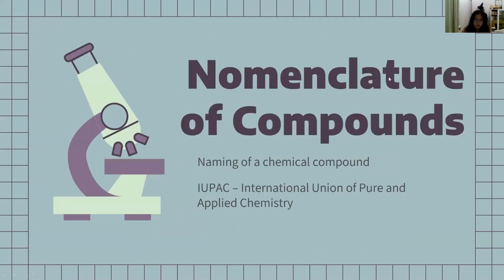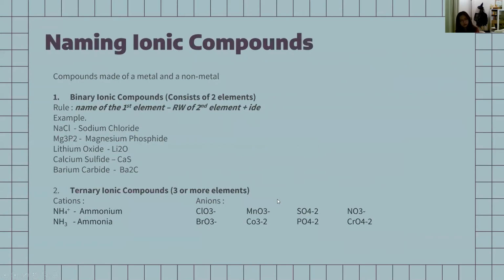Next, nomenclature of compounds. So we're going to the naming of chemical compounds. It's already official by an organization, IUPAC. IUPAC stands for International Union of Pure and Applied Chemistry. It is worldwide. So naming ionic compounds. Ionic compounds, as we know earlier, are compounds made of a metal and a non-metal, right? So, in ionic compounds, there are 2 types. Firstly, the binary ionic compounds, which consist of 2 elements, and then the ternary ionic compounds, which consist of 3 or more elements.